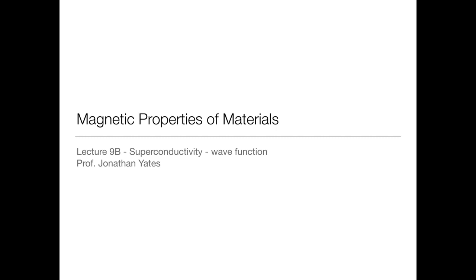So in this, the second part of the 9th lecture, we're going to look at the superconducting wave function that comes from BCS theory. And we'll see how that can be used to predict and explain some of the properties of superconductors, for example, the Meissner effect.